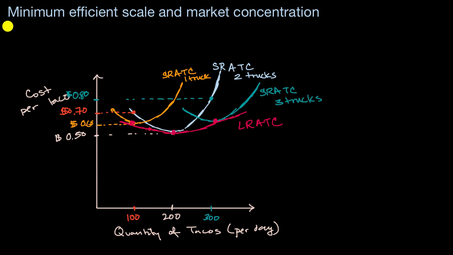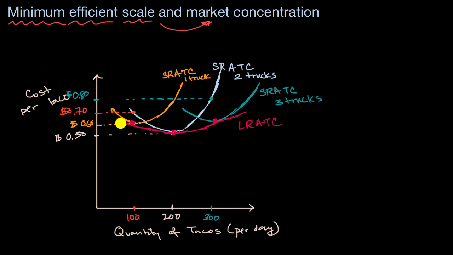In this video, we're going to think about the concept of minimum efficient scale and then how that impacts market concentration. And we're going to make sure we understand what both of these ideas are. So first of all, minimum efficient scale, you can view it as the smallest scale at which we stop getting economies of scale. Or another way of thinking about it is the minimum scale at which our long-run average total cost curve is no longer declining.